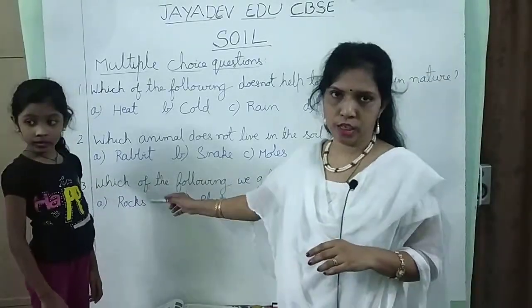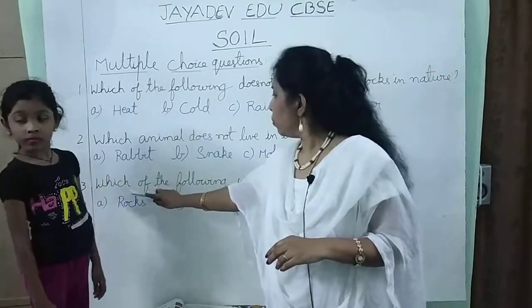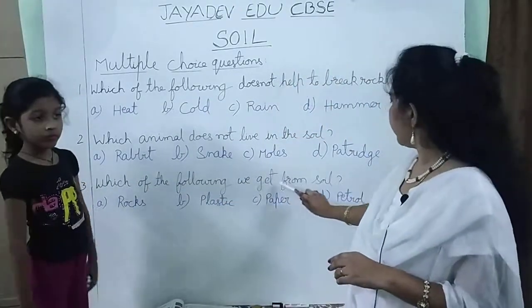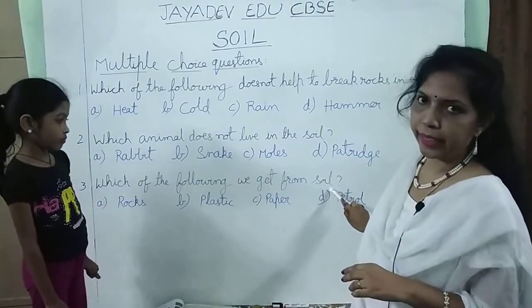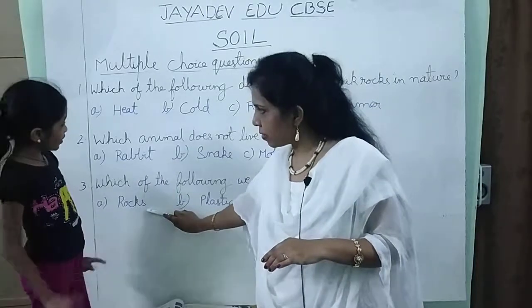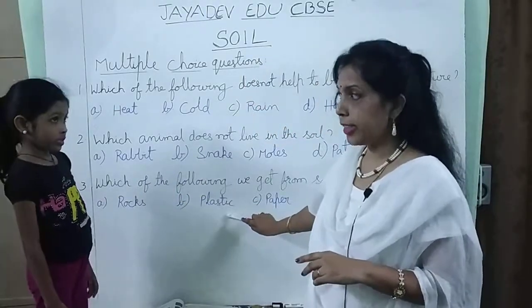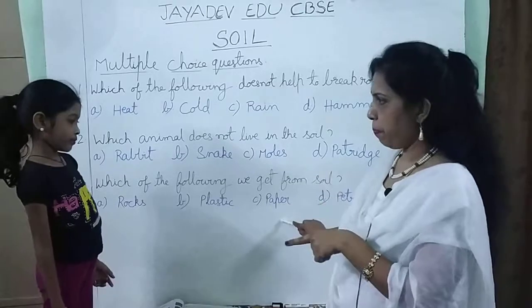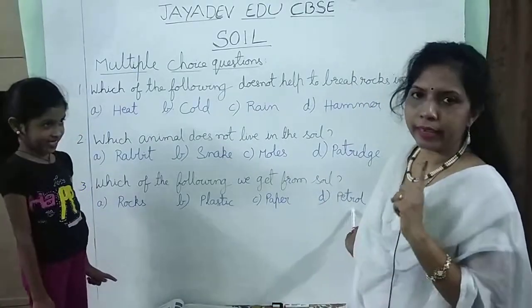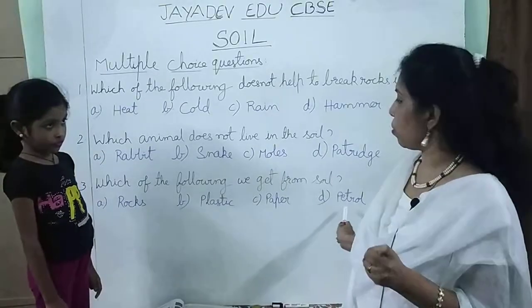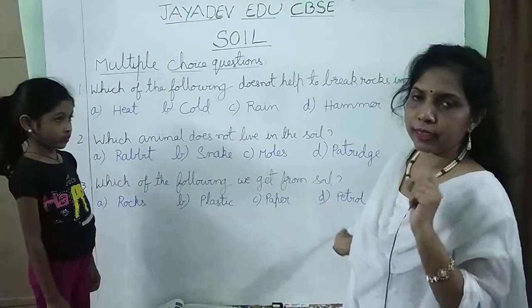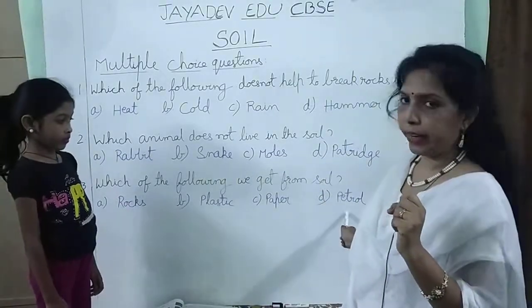And the next is, which of the following we get from soil? Is it rocks? No. Plastic? No. Paper? No. Petrol? Yes. Very good. Petrol. We get petrol from the soil. So the correct answer is petrol.